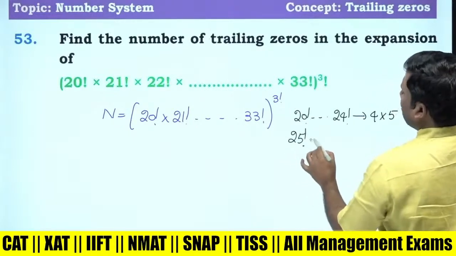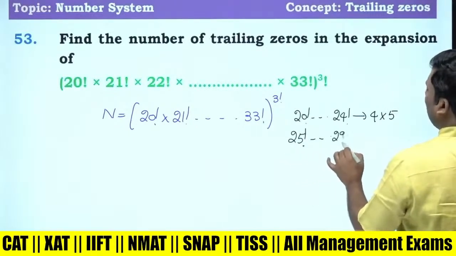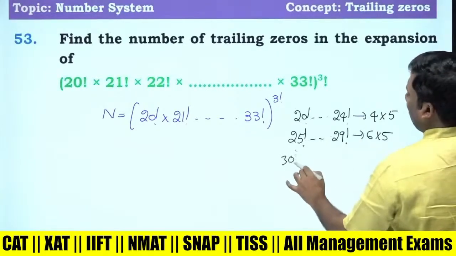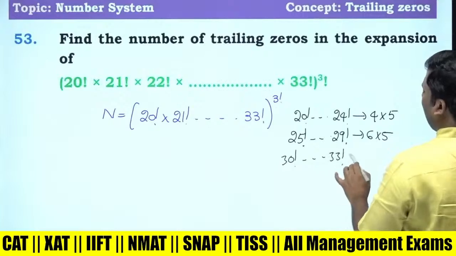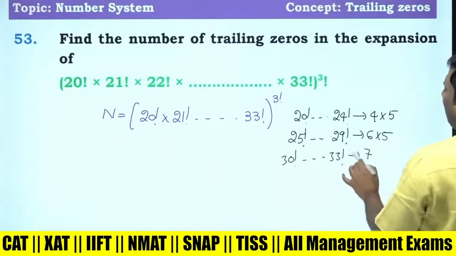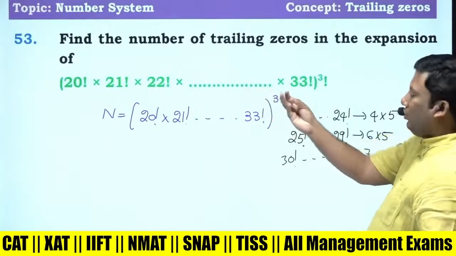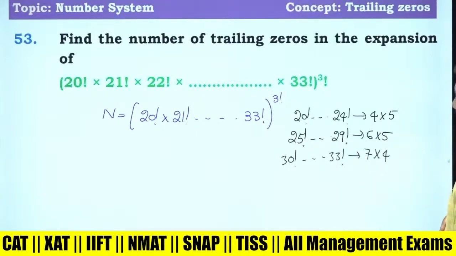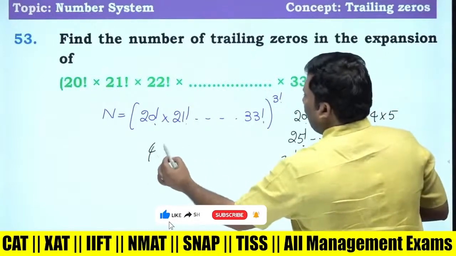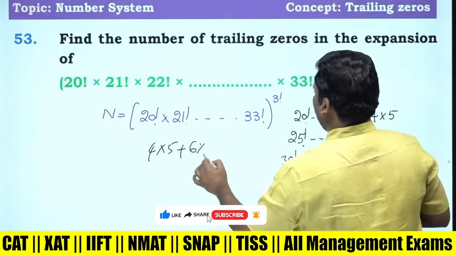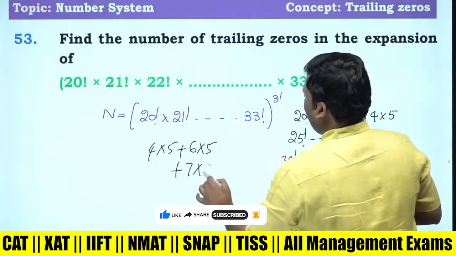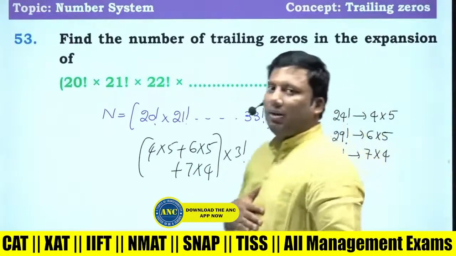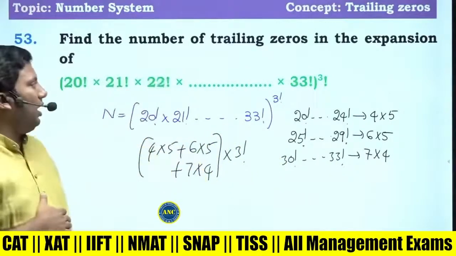25, it is 5 square. So there will be a jump of 2. It will be 6 into 5. 30 factorial till 33 factorial, there will be one, how many numbers? 30, 31, 32, 33. 4 numbers, 7 into 4. So answer will be 4 into 5 plus 6 into 5 plus 7 into 4 into 3 factorial. A power n will become a power m into n.